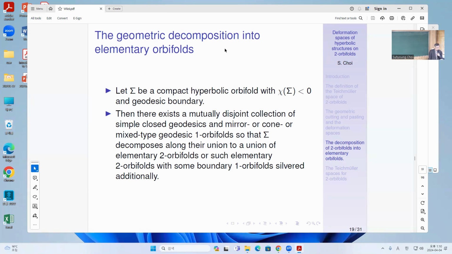So in the end, you can also do this with geodesics, the simple closed geodesic or mixed type geodesic orbifold, so that sigma is just some decomposition to elementary orbifolds, or something with some boundary, maybe additionally. So that's all we're going to get, right? Because you cannot do anything further anymore, right?